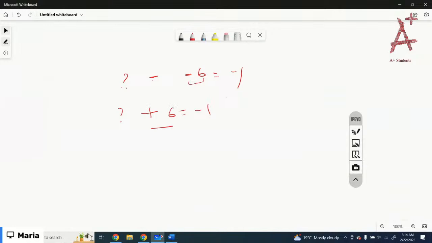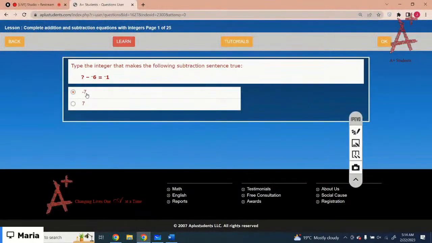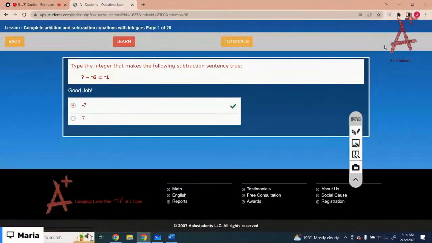So subtract 6 from both sides. Plus 6 minus 6 equals minus 1 minus 6. 6 minus 6 is 0. You are left with the missing number here. And minus 1 minus 6 is minus 7. So the correct option is minus 7. The missing number is negative 7. Got it? So just select the correct option and click on the OK button.